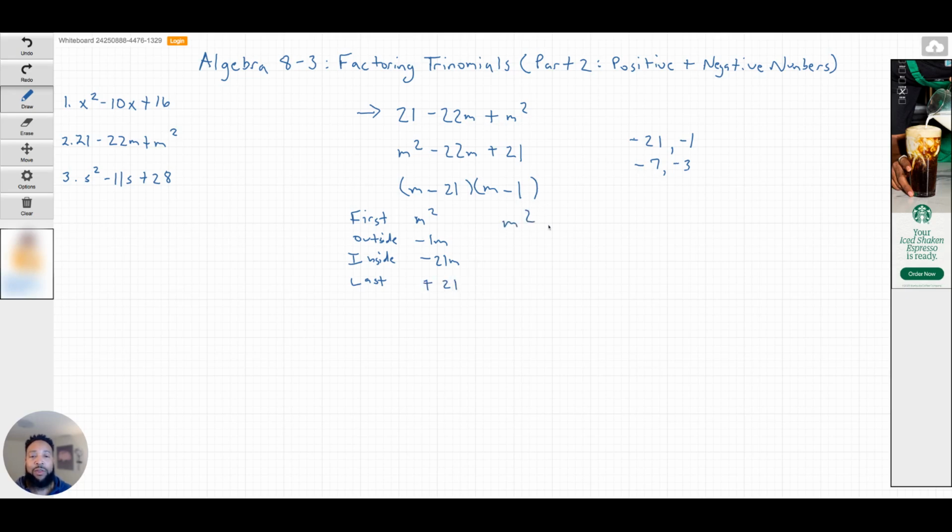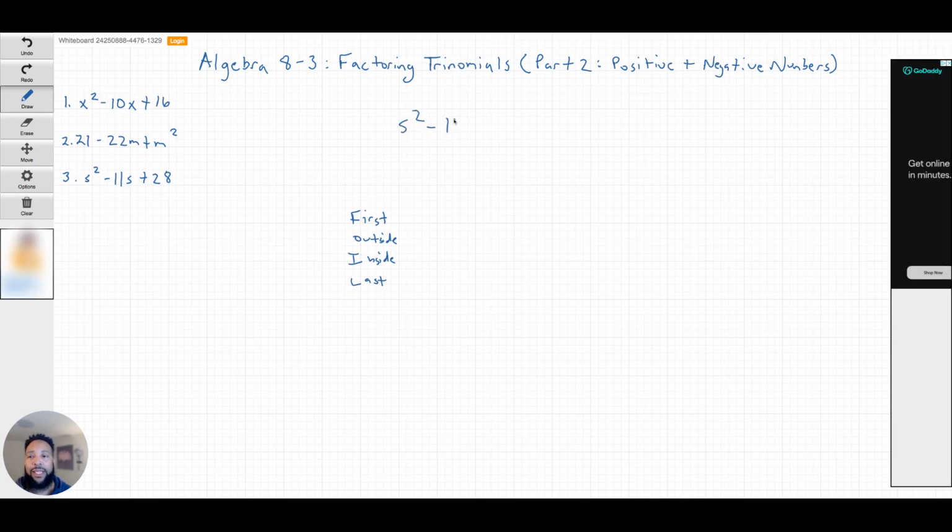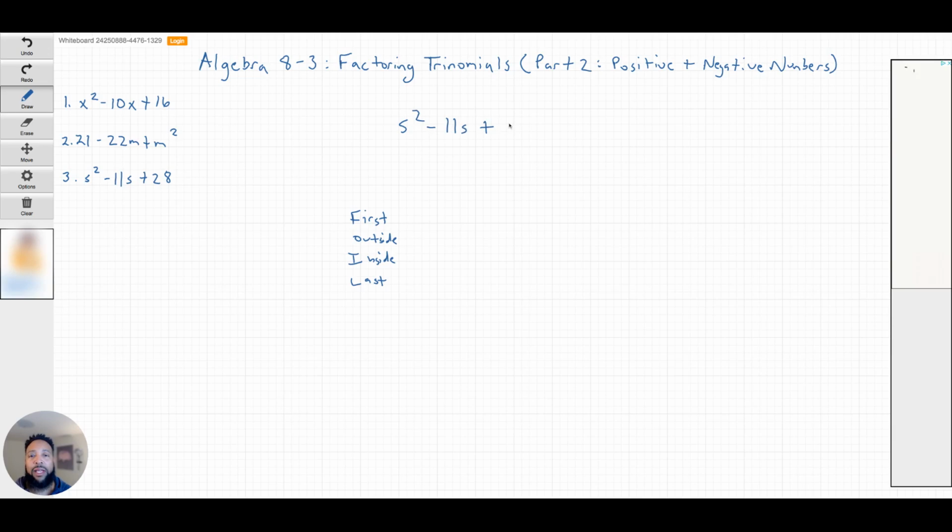So we have m squared, combining like terms, minus 22m plus 21, which gives us our original problem. So that lets us know that the factors of m squared minus 22m plus 21 are m minus 21 and m minus 1. So let's do one more problem just to make sure you understand what you're doing. Okay, so our last problem is s squared minus 11s plus 28.